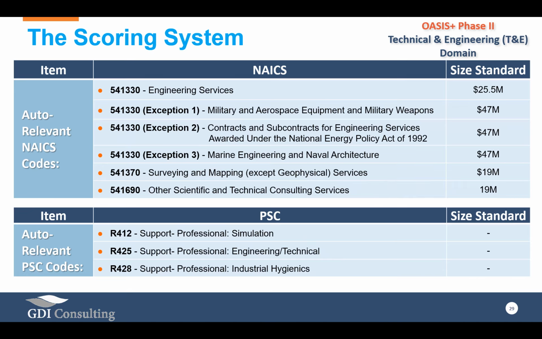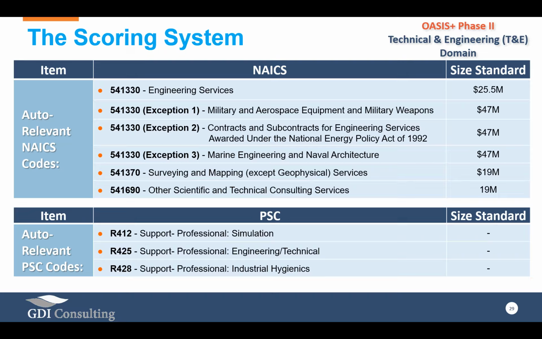So this is the list of the auto-relevant NAICS codes and PSC codes, meaning that if your contracts, for each of the 5 QPs that you bring to the table, have one of these NAICS codes like 541330 or exceptions 1, 2, 3, or 541370 or 541690, you don't have to provide any other documentation. You're good to go in terms of relevance. Or maybe the PSC code is auto-relevant, like R412, R425, or R428.